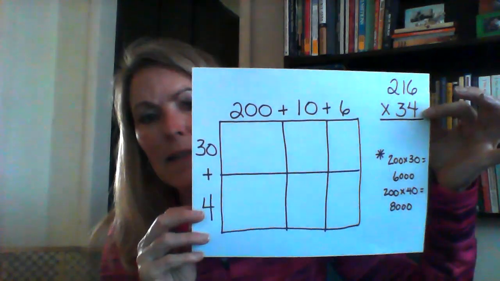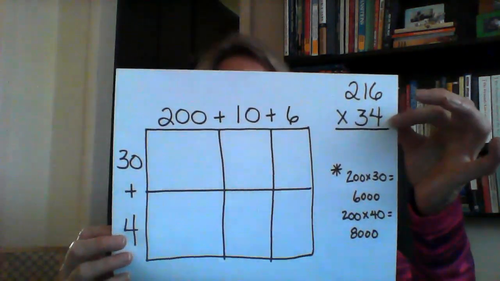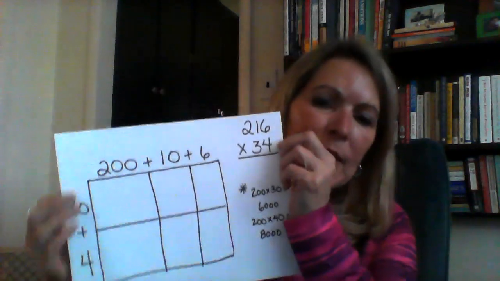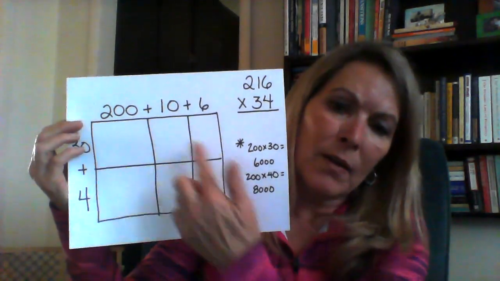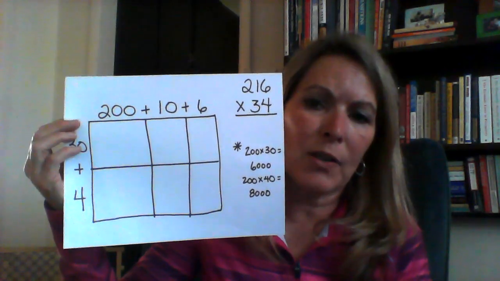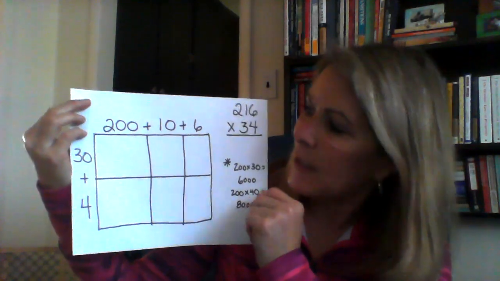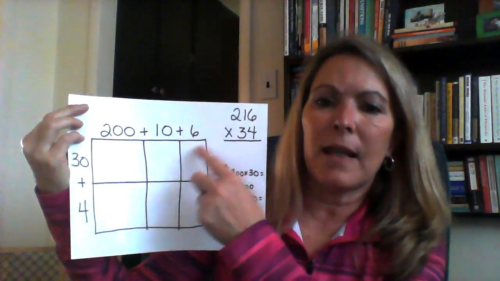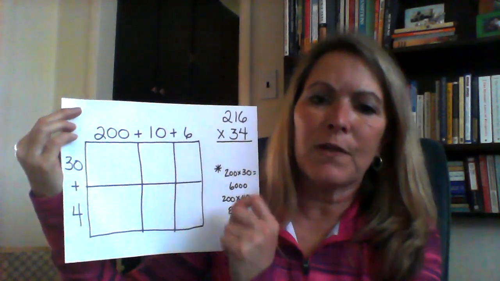So let's look and see what it looks like if we're doing a 3-digit by 2-digit. If you look at this, it's still the same thing. We're going to multiply 216 times 34. Now notice, instead of having a 2 by 2 array on this one, we're going to have a 3 by 2. 216 gets decomposed into 200 plus 10 plus 6. I'm just using the place value values. And then 30 plus 4.